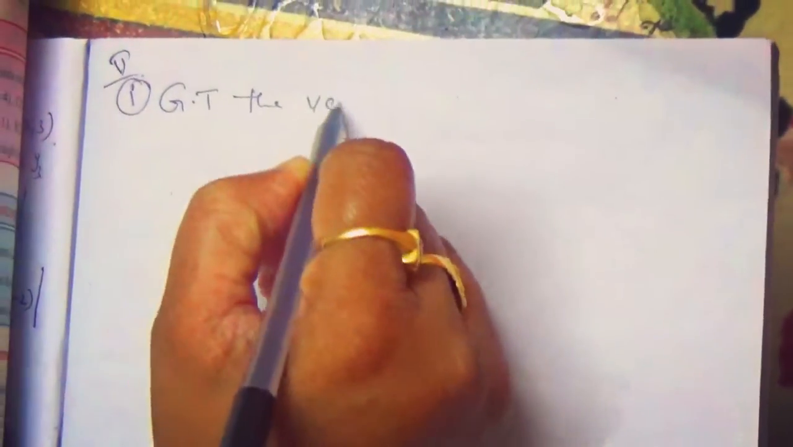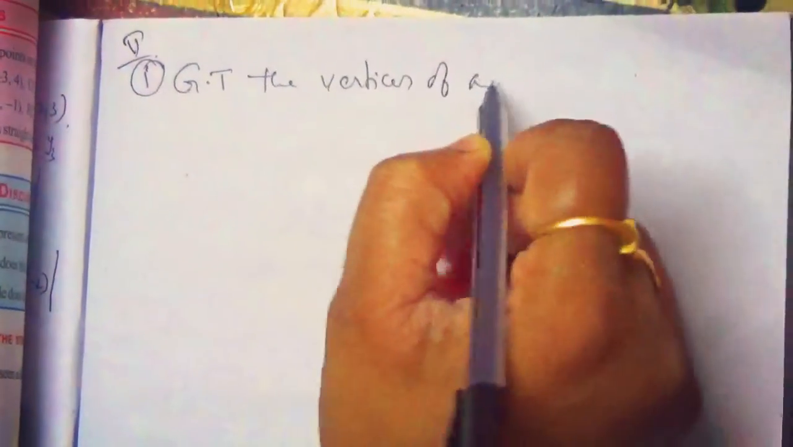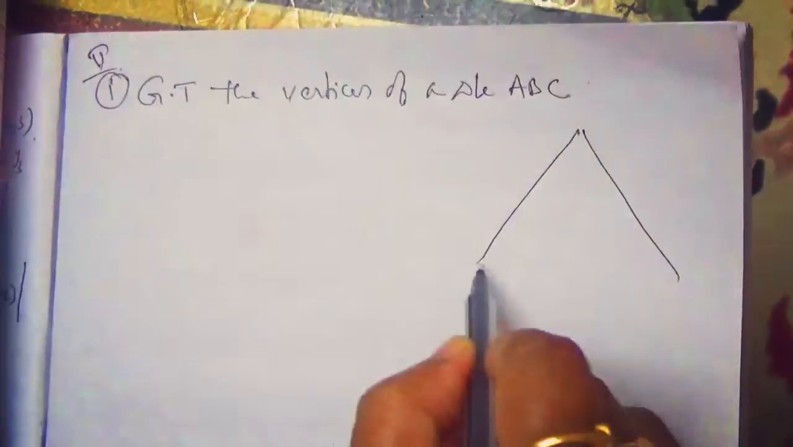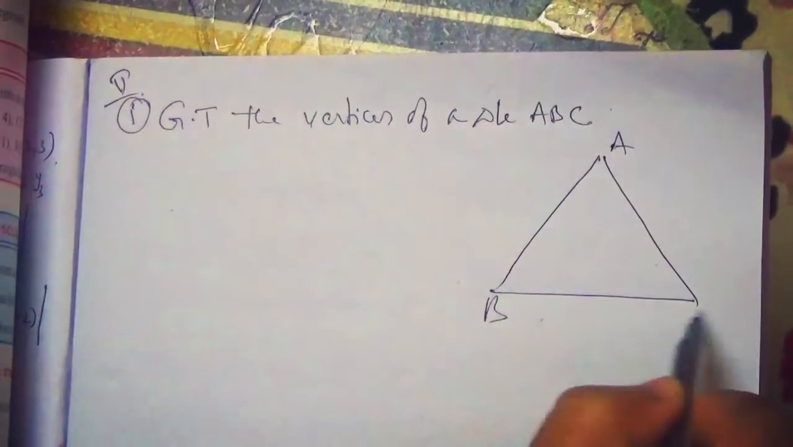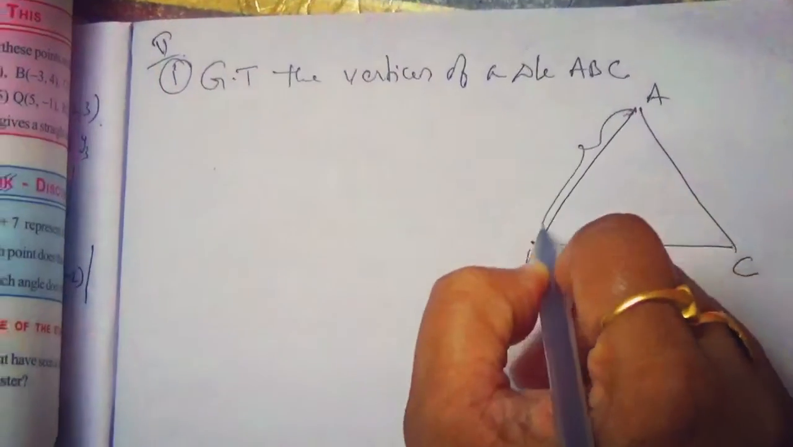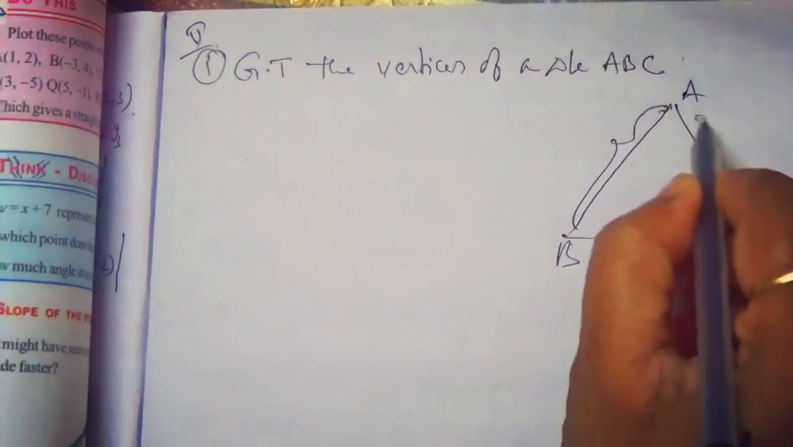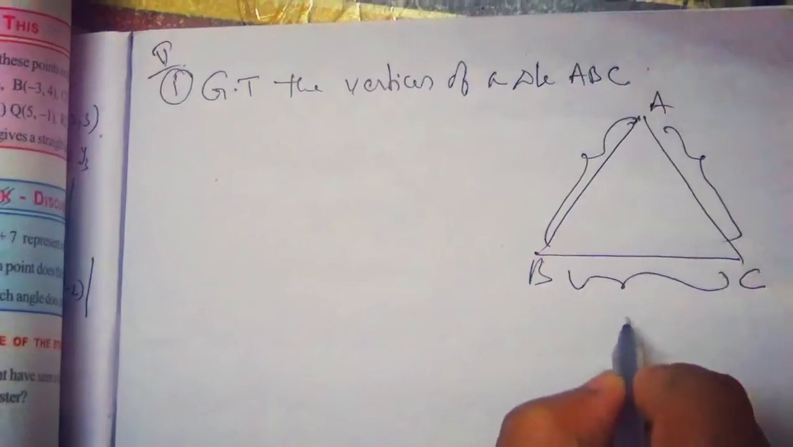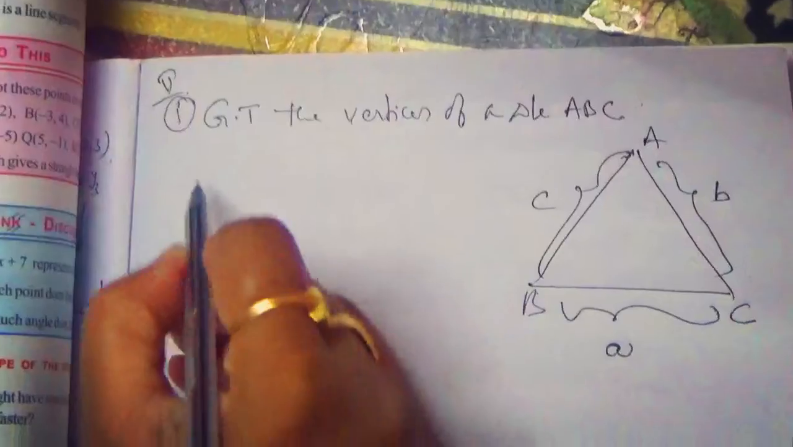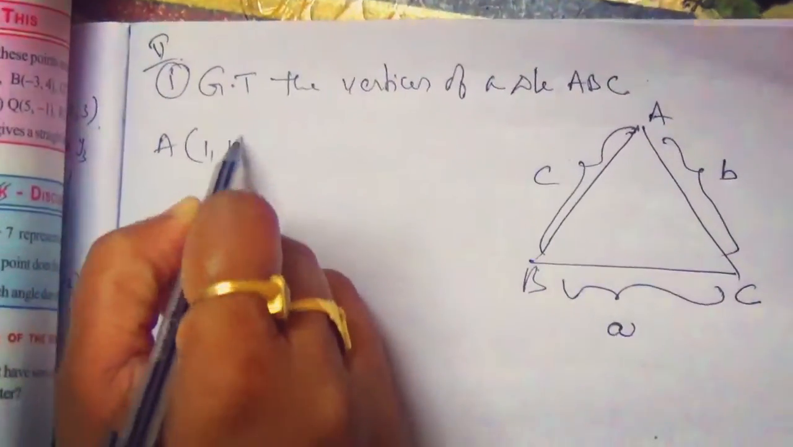Okay. So look at here, the fifth Roman, that is the first one, given that the vertices of a triangle ABC. Here we have a triangle ABC. By using this Heron's formula, we have to find the distance between AB, distance between BC, distance between AC. Then you will get small a, small b, small c. Okay, distance formula. So vertices are A (1, 1).